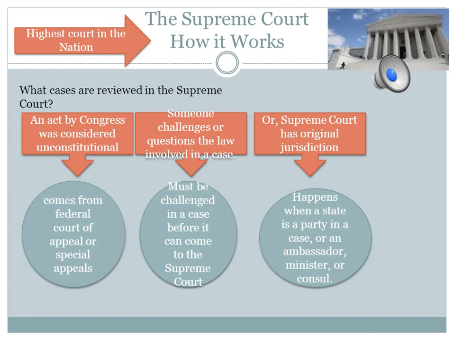So again, the highest court in the nation is the Supreme Court. How does it work? What cases are reviewed in the Supreme Court? I'm going to touch on 3 different avenues. An act by Congress was considered constitutional. Bam! Someone says something. This is unconstitutional. It comes from Federal Court of Appeal or Special Appeals.